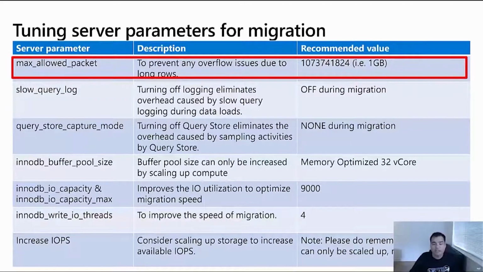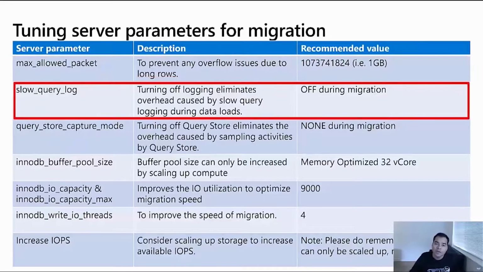The first server parameter in this category is max allowed packet. This server parameter is used to prevent any overflow due to long rows, and we recommend setting the value of max allowed packet to 1 gigabyte. Another server parameter is slow query log. This parameter turns off the logging of slow queries, which eliminates the overhead during the migration. So we recommend disabling this parameter by setting it to off during migration.